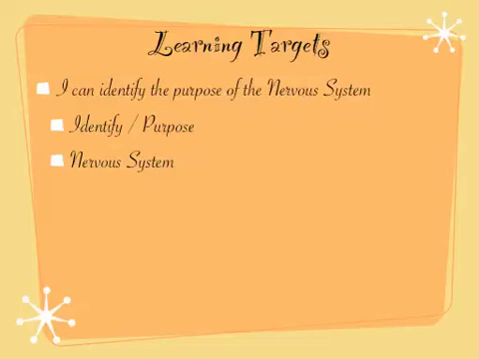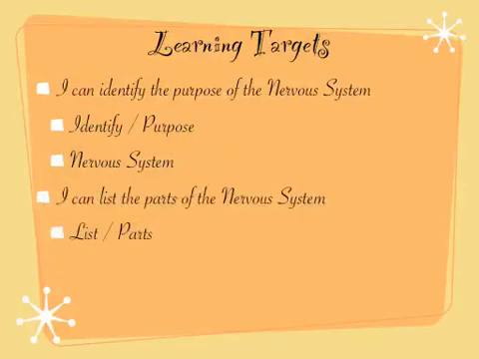When you think of nervous system, I hope you think of things like nerves, the brain, and the spinal cord. The second learning target is that you can list the parts of the nervous system. To make a list, you usually just jot down things. You record it, and it's usually about one word at a time. Parts are a piece of a whole.